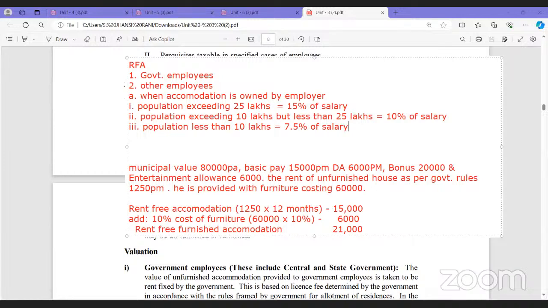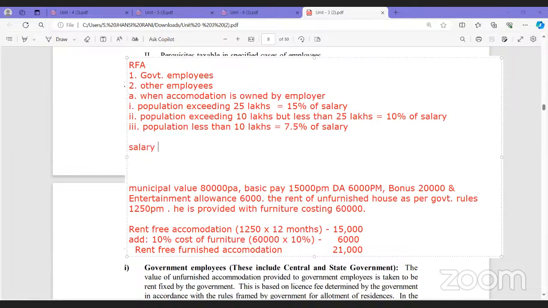A government employee is simple, but for other employees, if the accommodation is owned by the employer, the boss is having his own accommodation and giving it to the employee, then this rule is applicable. Population exceeding 25 lakhs, 15% of salary; exceeding 10 lakhs but less than 25 lakhs, 10% of salary; population less than 10 lakhs, 7.5% of salary. Salary, you're telling, what is salary then? Salary is basic pay plus DA.